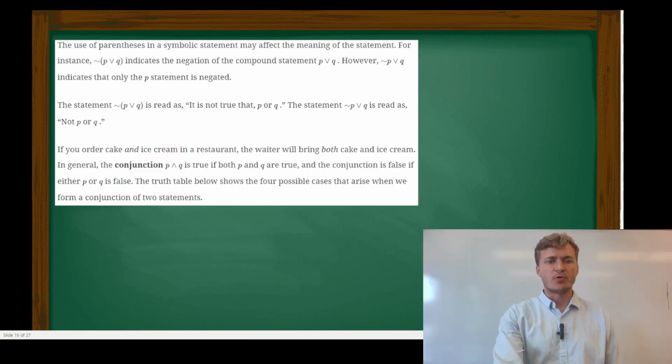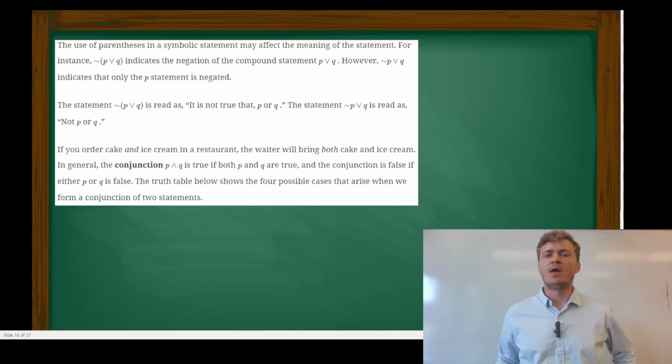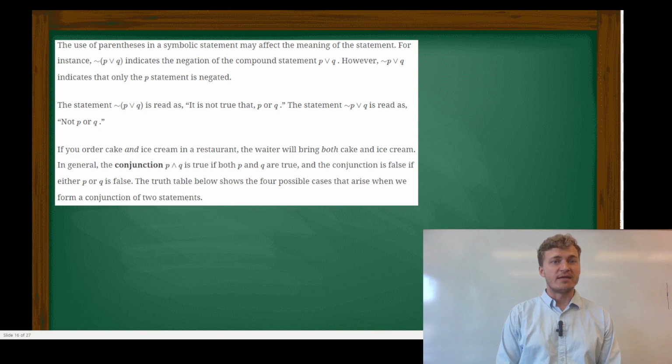The use of parentheses in a symbolic statement may affect the meaning of the statement. For instance, not (P or Q) indicates the negation of the compound statement P or Q. However, (not P) or Q indicates that only the statement P is negated. Notice that I read it the same, but very clearly they're not the same. The statement not (P or Q) is read as "it is not true that P or Q." The statement (not P) or Q is read as "not P, or Q."